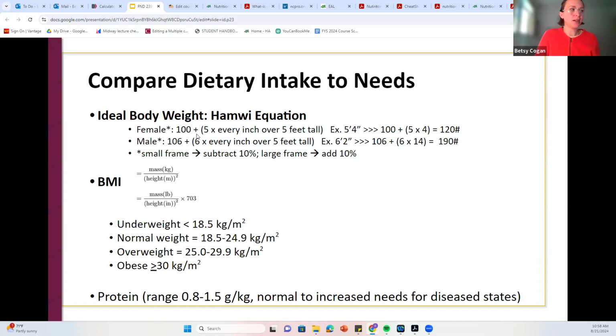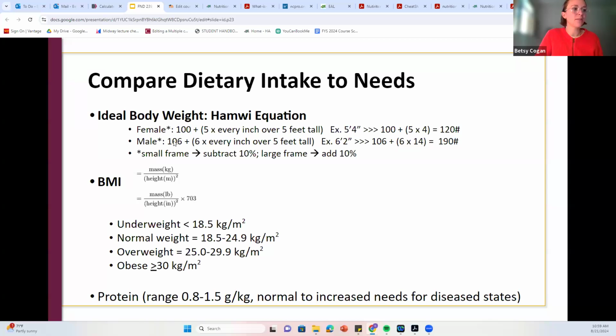So for females, for every inch above 5 feet that female is, you take 5 times that inch amount and add it to 100. So if we're looking at a woman that is 5'6", her ideal body weight would be 100 plus 5 times 6. So 5 times 6 is 30. So that person's ideal body weight would be 130 pounds. And here's another example: 5'4", 5 times 4 is 20, and we add that to 100 to get the ideal body weight of 120 pounds.